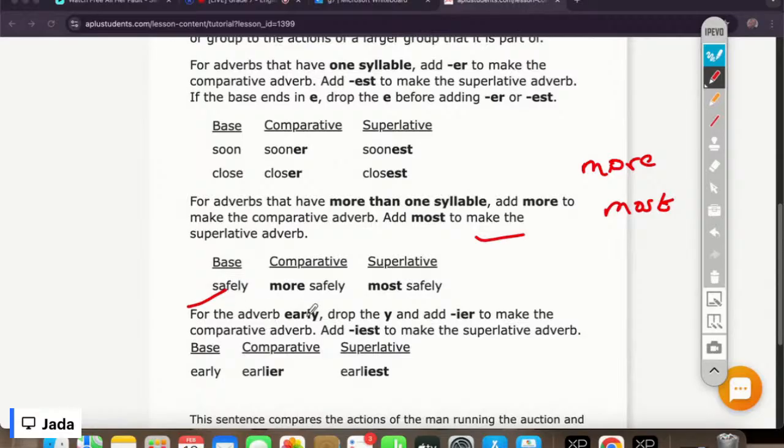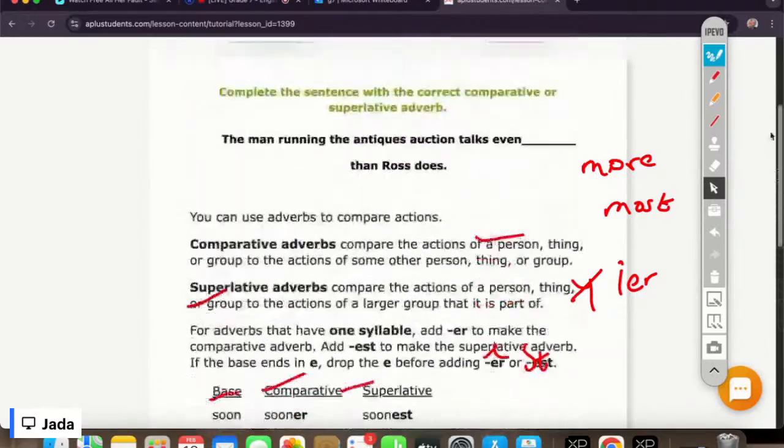Okay, and then for adverbs that end in y, like the adverb early, you have to drop the y. So that's an adverb that ends with y. You have to make the y an i. So you add er to make the comparative, and then you add est to make the superlative adverb. So we have early, earlier, earliest. Okay. So I hope you get that. And if you have any question, just ask me.